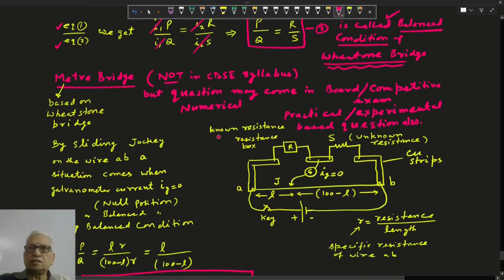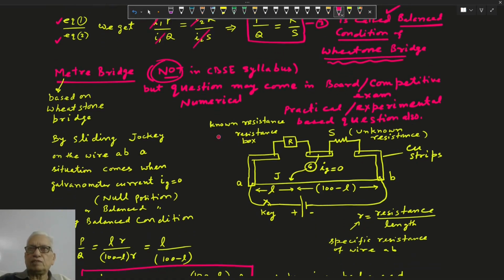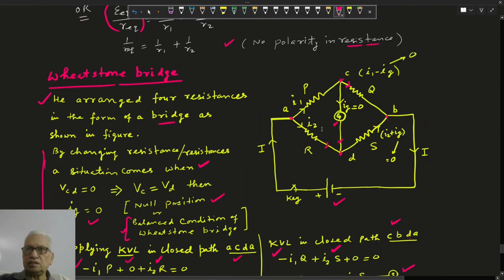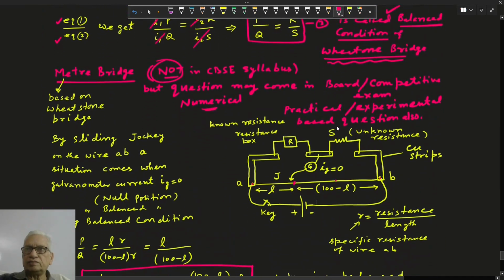Now the meter bridge. That is not in the CBSE syllabus, but a question may come in the board also, and in competitive examinations numerical problems may come. So we are just discussing the meter bridge from the numerical point of view. Let us say this is the practical Wheatstone bridge. This is the resistance S, this resistance of wire AJ is like resistance P, and the resistance of JB wire is like resistance Q. So this is the same bridge. Practically, a battery is connected and a sensitive galvanometer is connected. This is called the practical Wheatstone bridge.